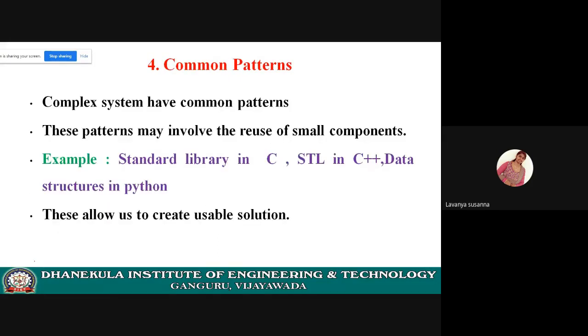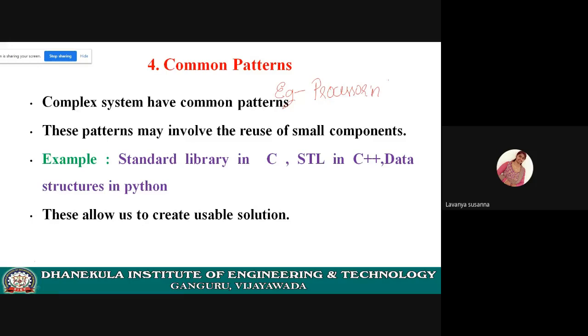Next attribute is common patterns. Complex systems will have common patterns. I will explain with an example. At that time, you can understand. See, I'm writing in the PPT. Example: processor in PC. In a computer, there will be a processor, right?